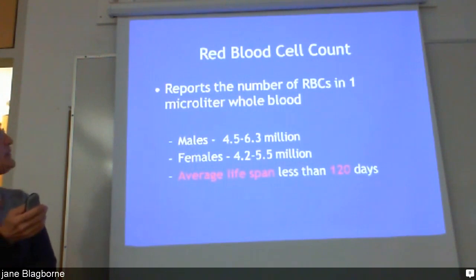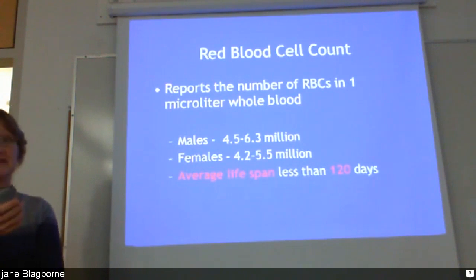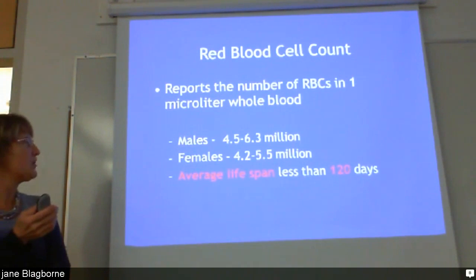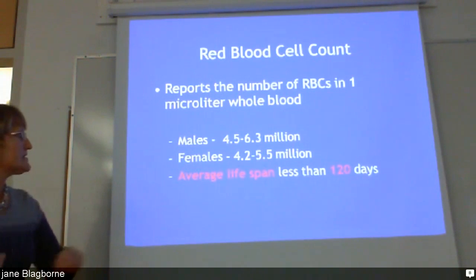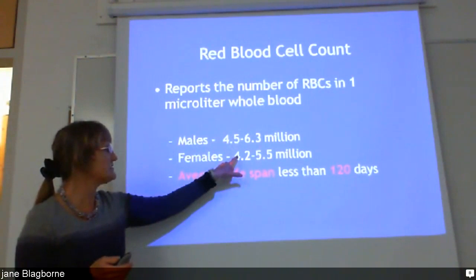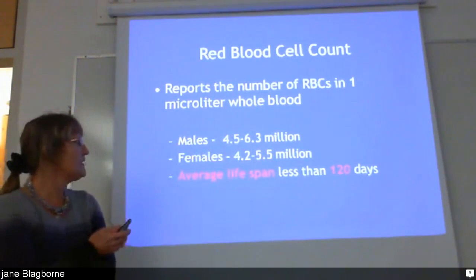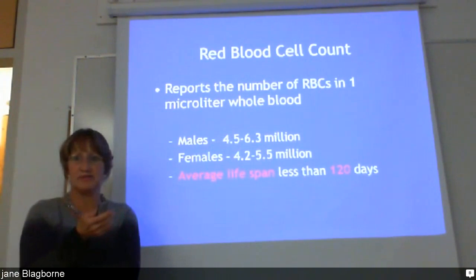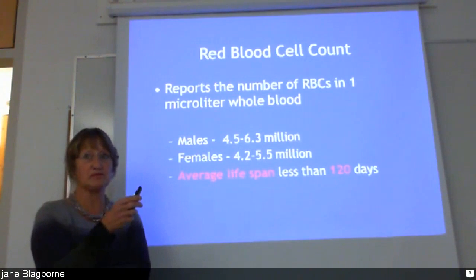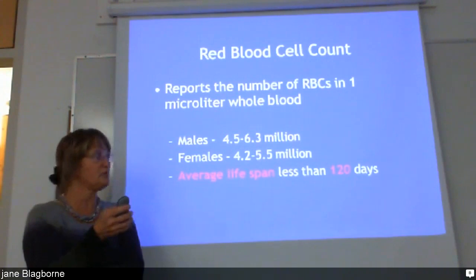Okay, red blood cell count. When they're reported, when you get your lab studies back, they will report the number of red blood cells in a microliter of whole blood. These numbers again are not something you'll have to remember, because when you get your lab results back, they have the normal values written on the side. So you don't really have to memorize all these for your work site.